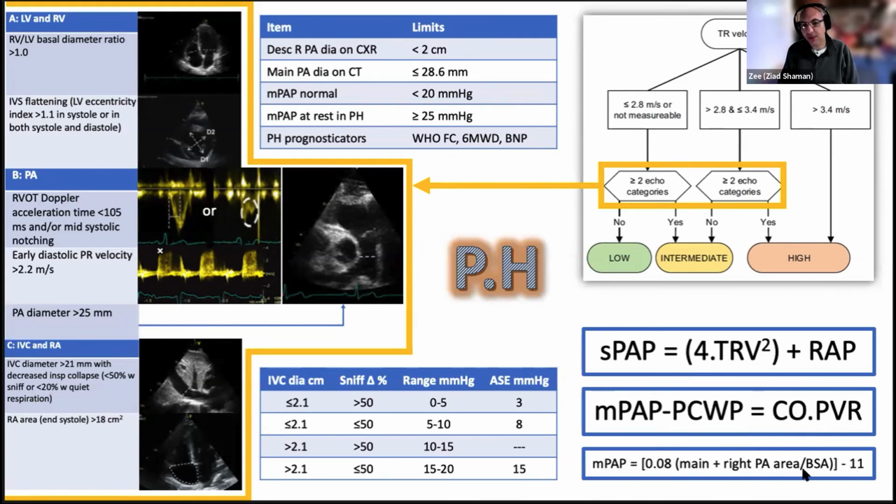And this is the equation that I really liked, but I haven't seen used at all in trying to predict the pulmonary artery pressure by looking at the areas of the right pulmonary artery and the main pulmonary artery.